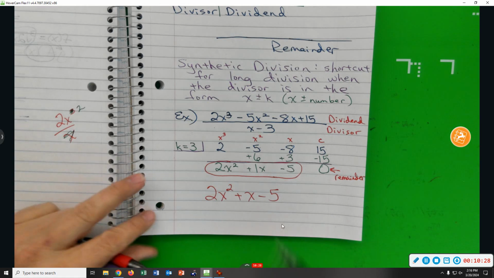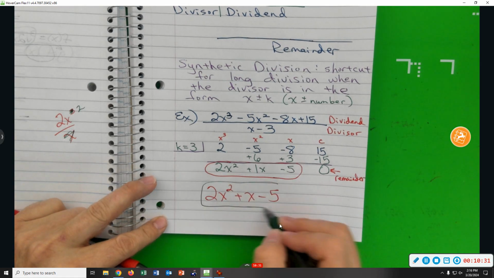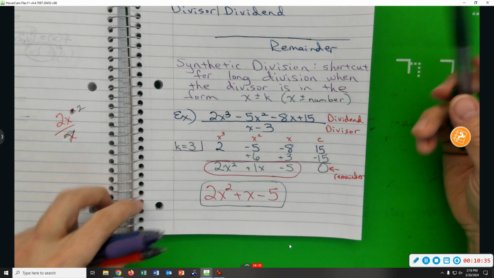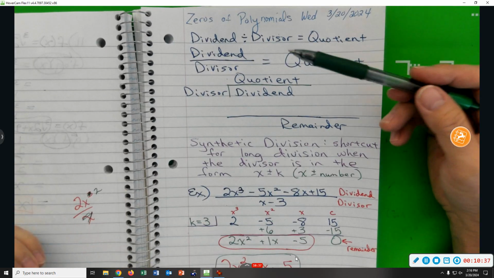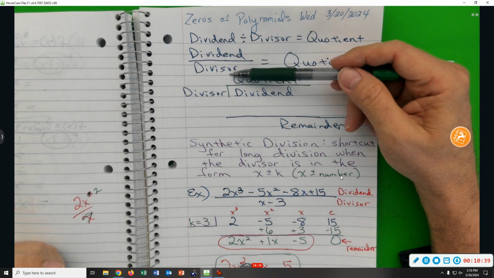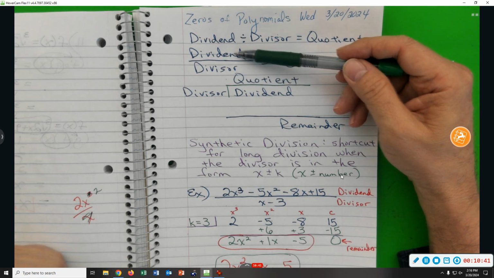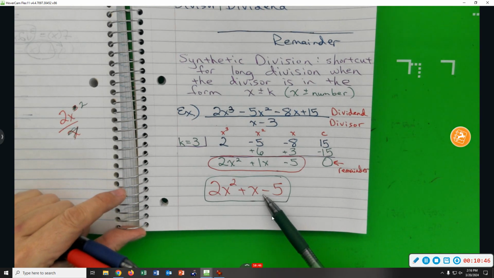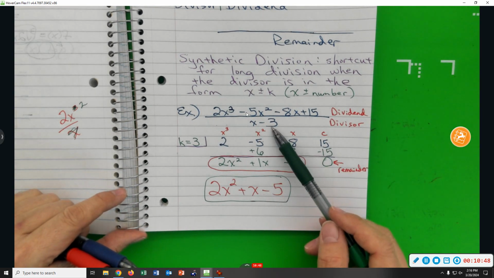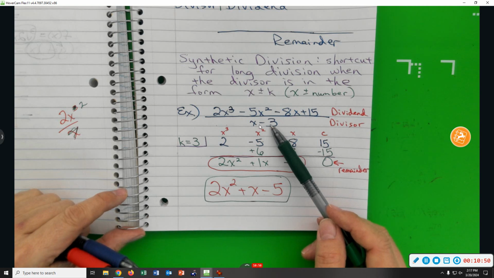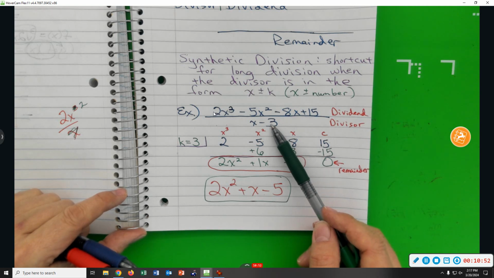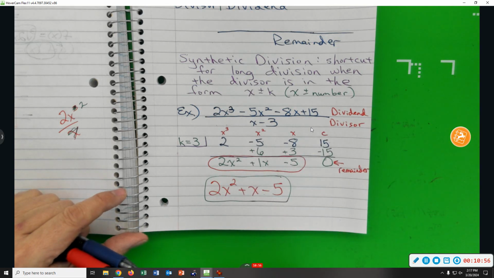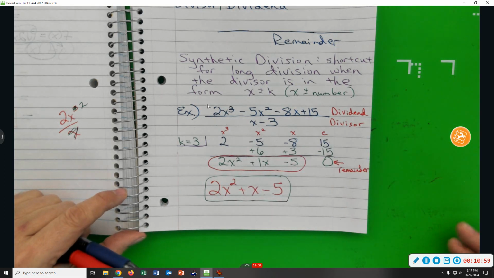The division algorithm says quotient times divisor is equal to dividend. So if we were inclined to do so, here's the quotient. We can multiply it by x minus 3, combine all the like terms, and once we do that, we'd get the dividend, 2x cubed minus 5x squared minus 8x plus 15.